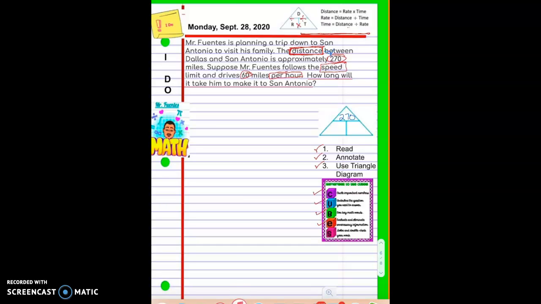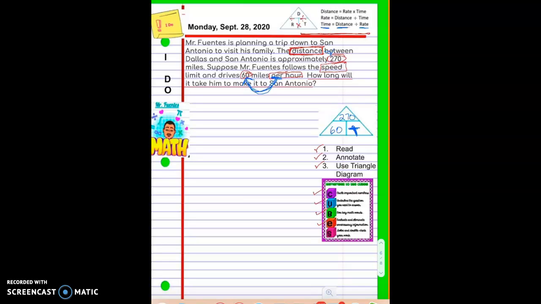Okay, let's see what else is provided. Per hour, per hour. Per is a key word for rate, which is 60 miles. Again, remember that per is a key word for rate, and that means that R would be 60. So I'm going to put the 60 right in here. And I need to solve for T, which is time. So I'm given distance and rate, and I'm solving for time. So then I look back up here, and in order to solve for time, I have to divide distance by rate.